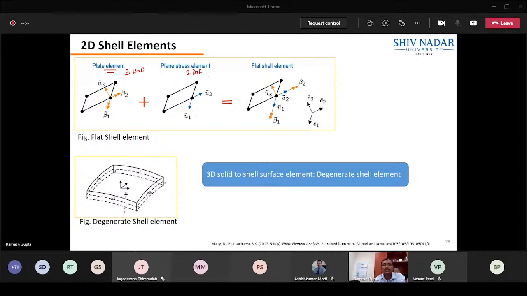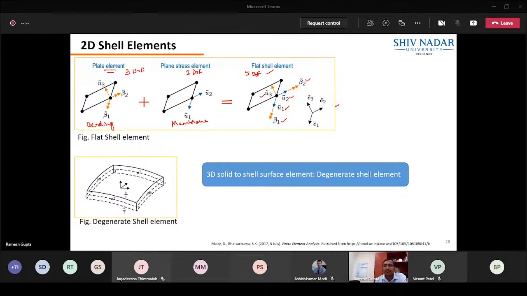As a combination of these, you have 5 degrees of freedom, which will be able to represent what you call a shell element. So you can have the 3 displacements, which are represented as U1, U2 and U3, as well as the rotations, let's say beta 1, beta 2, the 2 rotations combining together, which will form the 5 degrees of freedom, and that will be able to represent your shell. So you are taking the membrane effect from here and bending behavior from here, and combining together it will form the shell element.